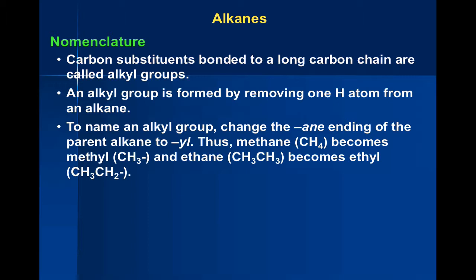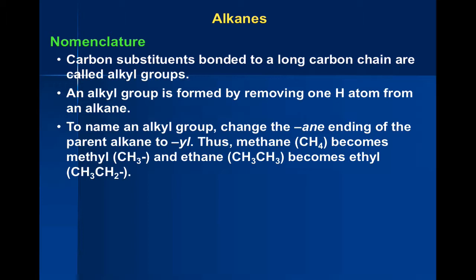If we have carbon substituents that are bound to the long carbon chain, or the longest continuous chain, we call those alkyl groups. Right now, that's what we're going to be dealing with. We're not dealing with alkyl chlorides or alcohols. So right now we're going to be dealing with alkyl groups. An alkyl group is formed by removing a hydrogen from an alkane. So for example, CH4 is methane. If I remove a hydrogen from it, it becomes methyl. It's an alkyl group. And we'll see that example here in just a moment.